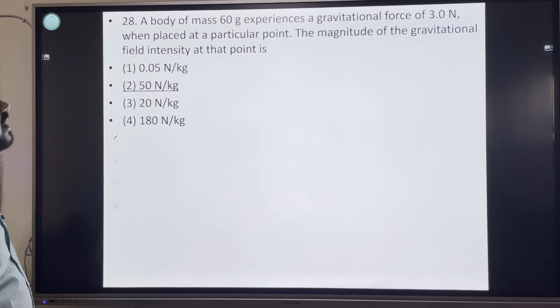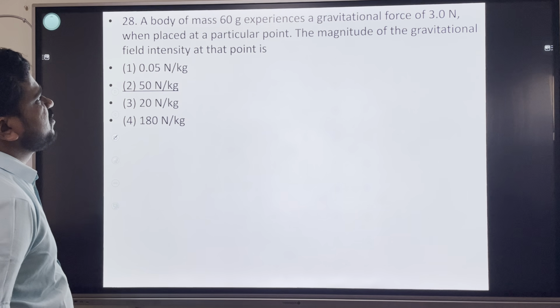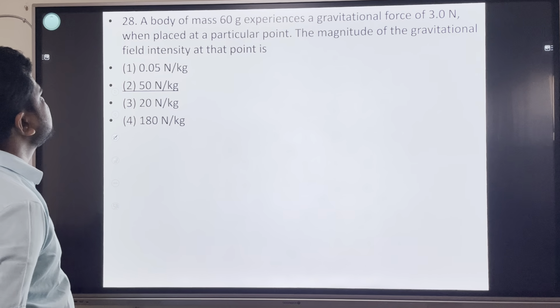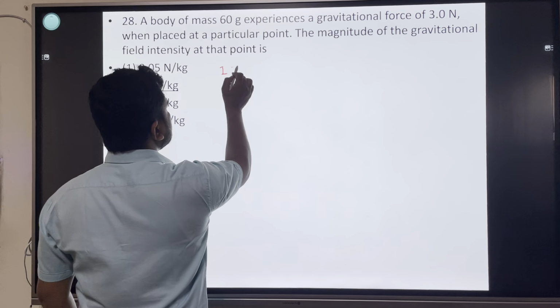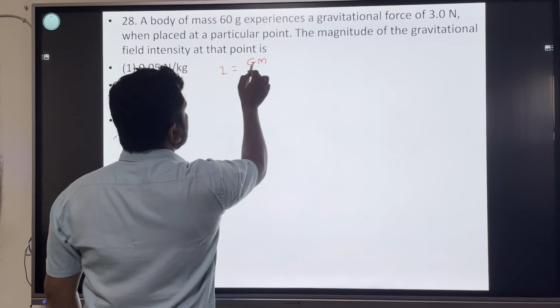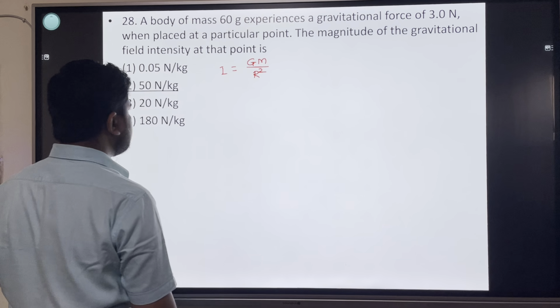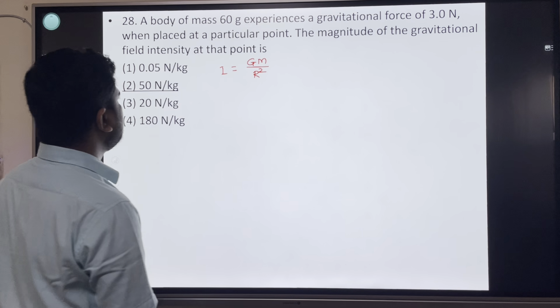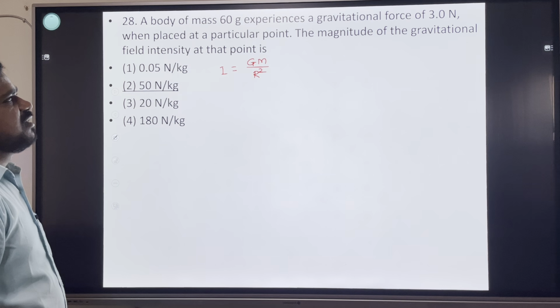Body of mass 60 gram experiences a gravitational force of 3 Newton when placed at a particular point. The magnitude of gravitational field intensity at that point is: gravitational field intensity I is equal to GM divided by r square.